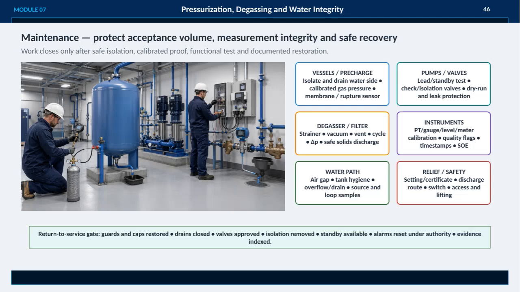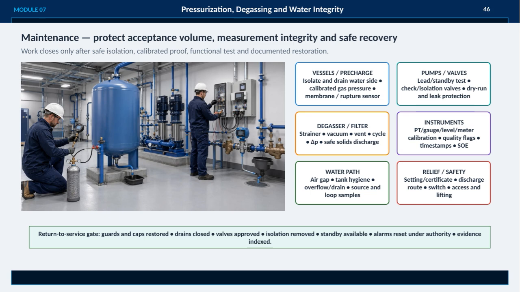In this module, we focus on maintaining the MVAC system's pressurization, degassing, and water integrity to ensure safe and reliable operation. Maintenance tasks are critical. They protect the acceptance volume, ensure measurement integrity, and allow for safe recovery after interventions. Before closing any work, it's essential that safe isolation is confirmed, calibration proofs are completed, functional tests are conducted, and all restorations are well documented.